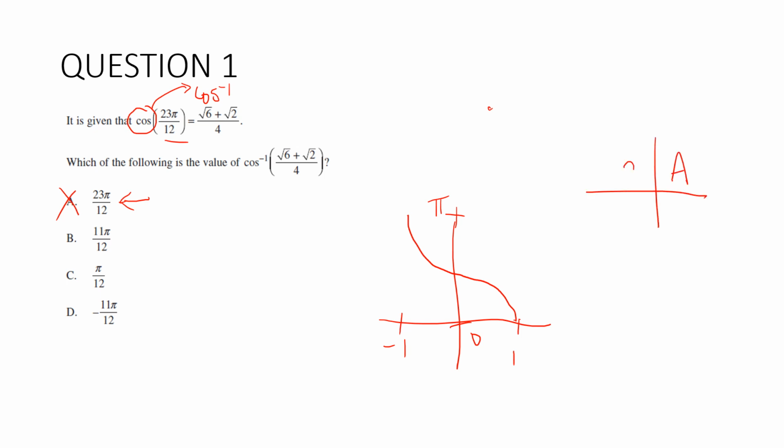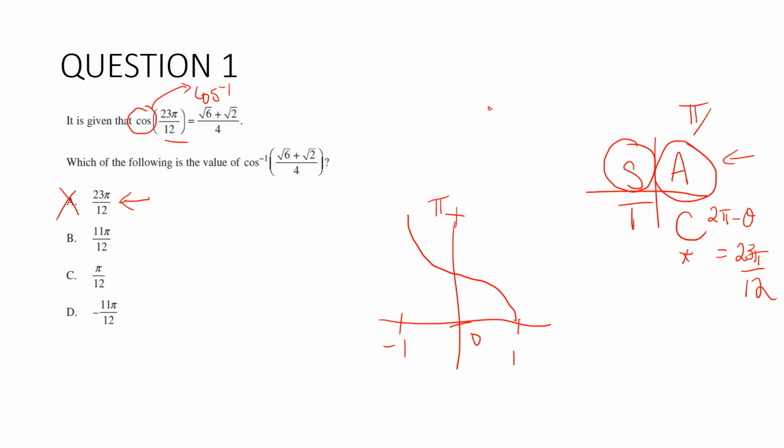Now, looking at the All Stations to Central diagram, here's the equivalent. It's got to be in here or in here. Currently, it's sitting in here. So the equivalent angle that is in this range is in the first quadrant. Now, remember, 2π take away θ is equal to 23π/12, and θ is going to be π/12. And that's actually our answer.